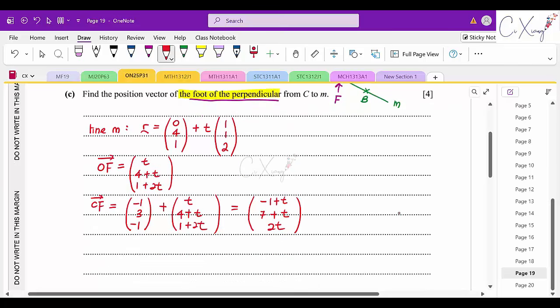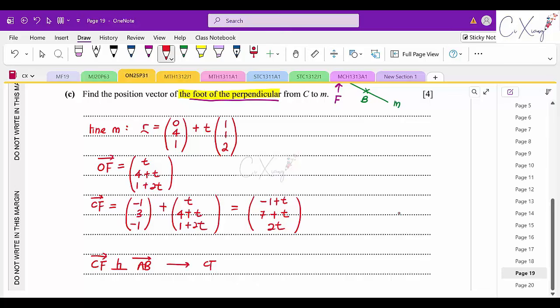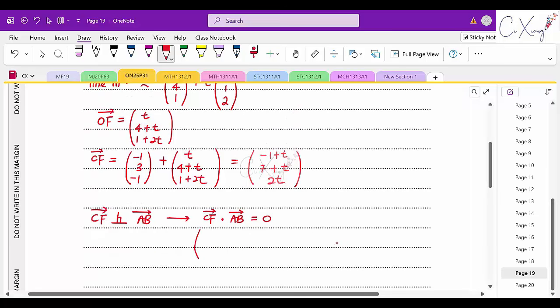CF is perpendicular to AB, right? So what does it mean? It means that when I take the vector CF dot product with the vector AB, it should be equal to 0. We learned about this property in vectors: when two vectors are perpendicular to each other, the dot product of these two vectors should be equal to 0. I have my CF here, which is -1 plus t, 7 plus t, and also 2t, dot product with the AB.